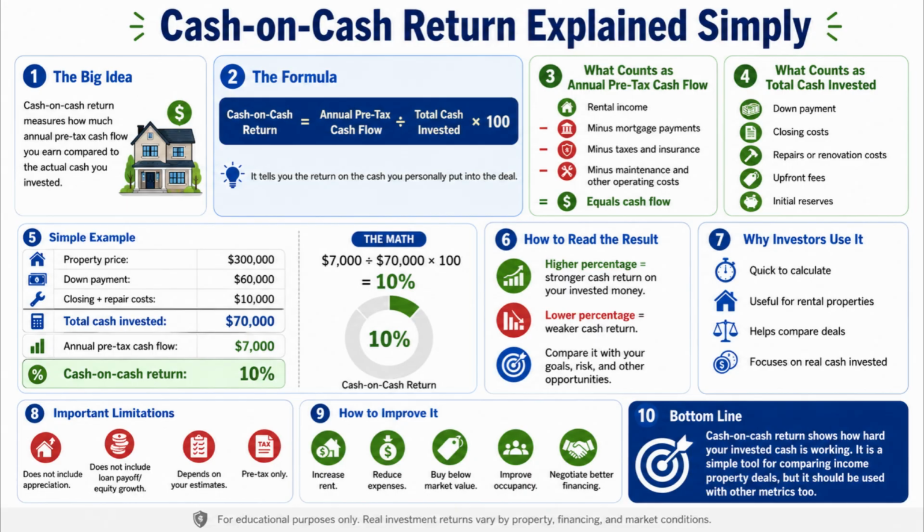There are also several ways to improve cash-on-cash return. You can increase rent when the market supports it, reduce unnecessary expenses, buy below market value, improve occupancy, or negotiate better financing. Even small changes in income, expenses, or upfront costs can change the return percentage. In simple words, cash-on-cash return shows how hard your invested cash is working. It helps investors compare income property deals quickly and understand whether the cash going into a property is producing enough cash back.